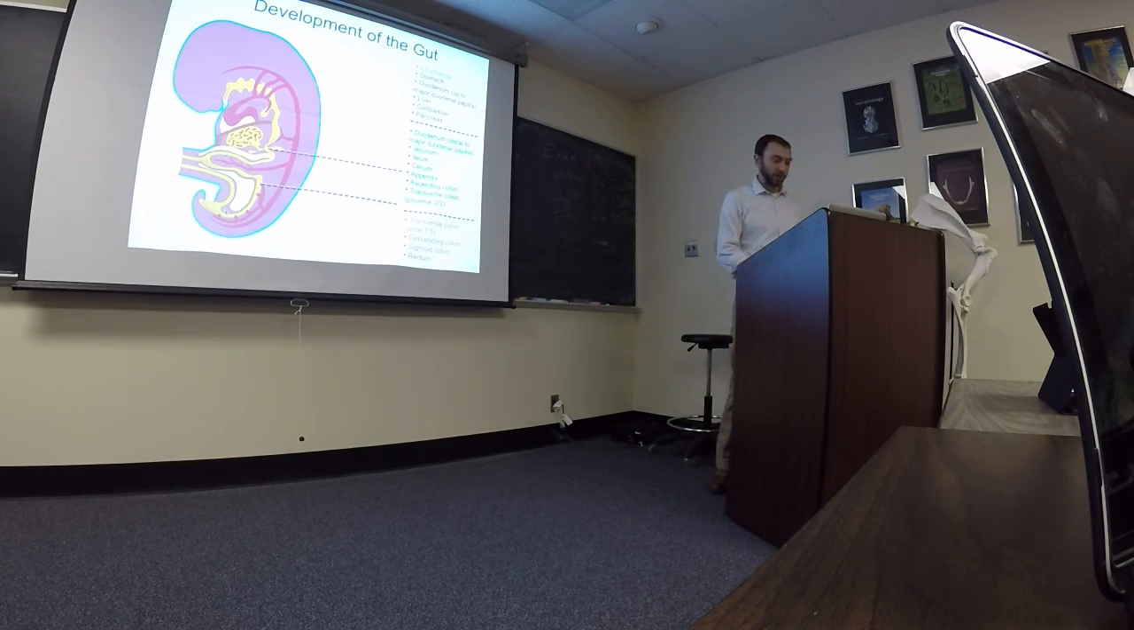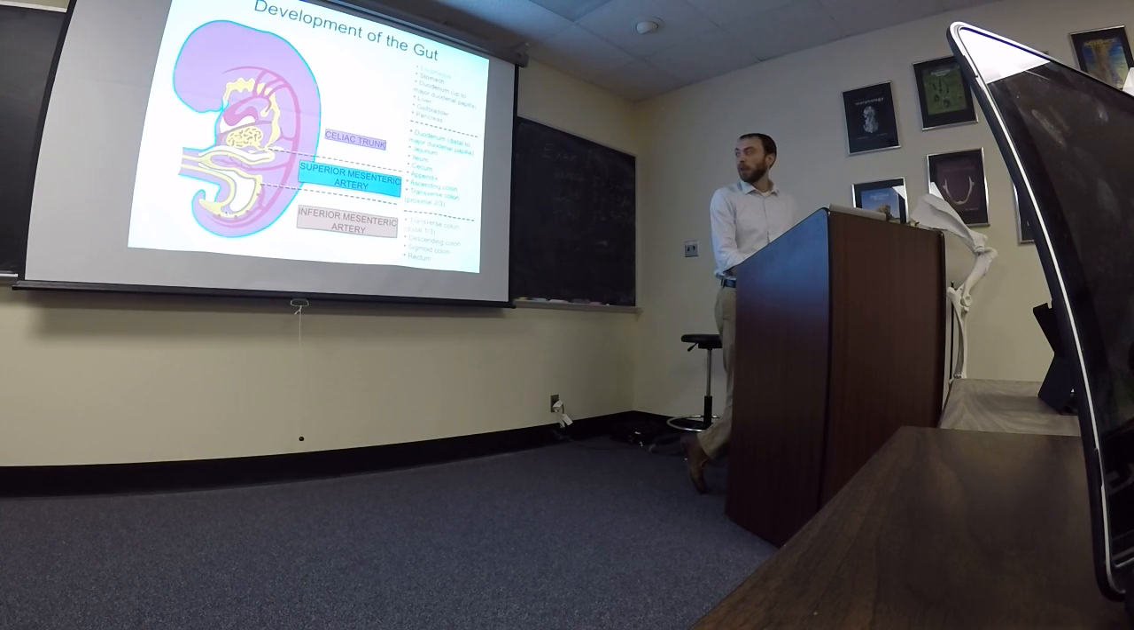Everyone's favorite part of my last lecture, the development of the gut. Remember, we have a series of structures that are going to be fed by each of these different arteries. The celiac trunk is going to do our foregut structures. The superior mesenteric is going to do our midgut. And the inferior mesenteric is going to do our hindgut. And we'll go through the superior and inferior mesenteric in detail today.